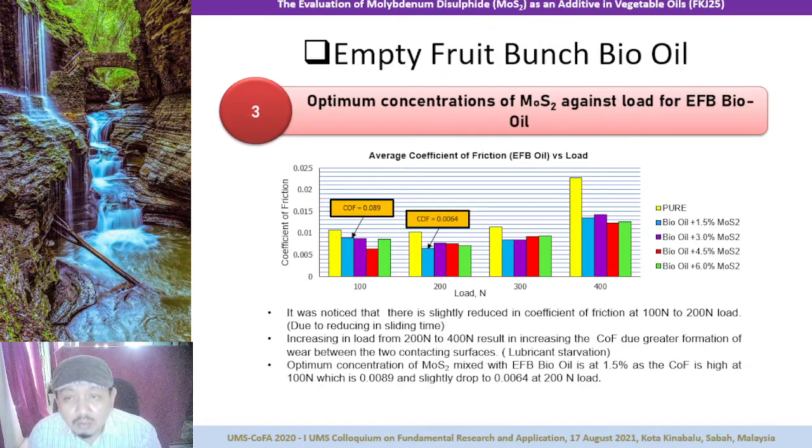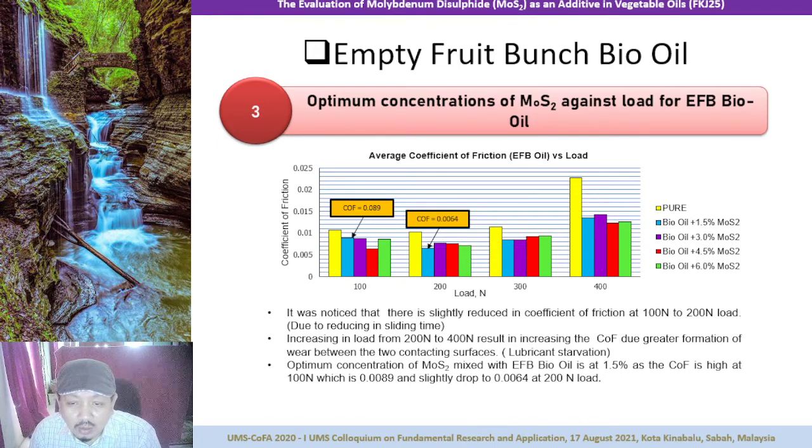Empty fruit bunch oil is the least viscous. It was noticed that there is a slight reduction in the coefficient of friction at 100 Newton load due to the reduction in sliding time, meaning the testing time is shorter because the two balls are welded to each other.